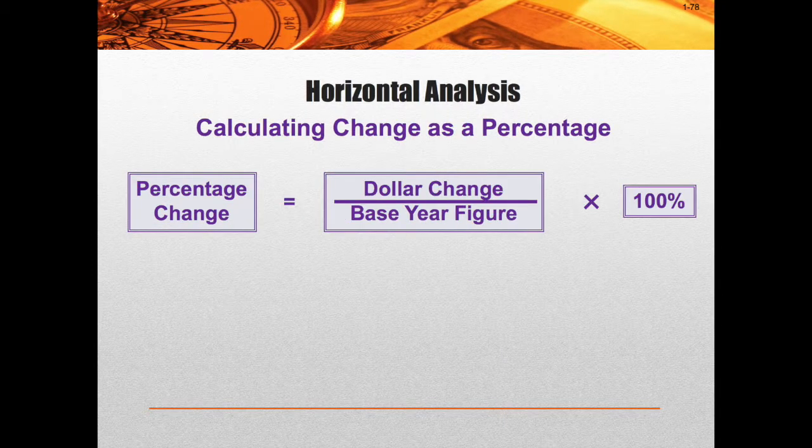The percentage change is the dollar change divided by the base year figure. So this is very important. The dollar change is one thing. So we do the dollar change first. Then we simply divide by the base year figure to get our total, and of course multiply that by 100% to turn it into a percentage.